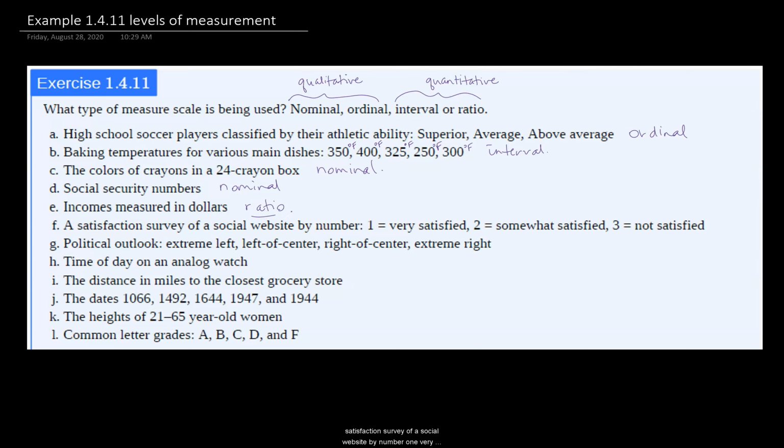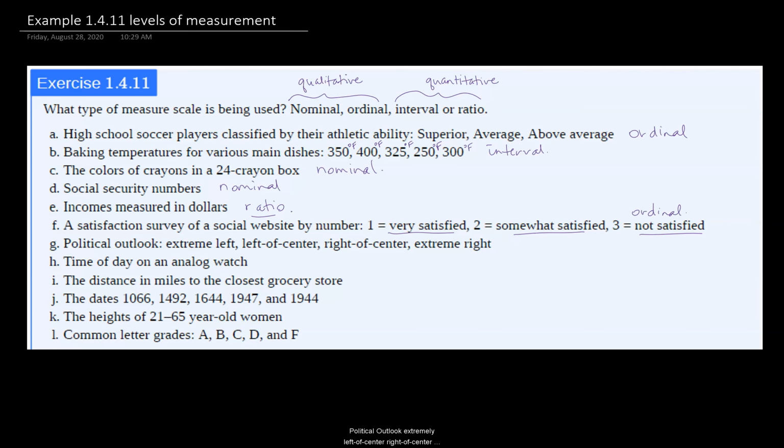F, a satisfaction survey of a social website by number. 1, very satisfied. 2, somewhat satisfied. 3, not satisfied. Even though the numbers are there, these are categories. The numbers 1, 2, and 3 are not a count or a measure of anything significant. It's just a label. So we have qualitative data here. That qualitative data could be ordered, so we have ordinal level for F.